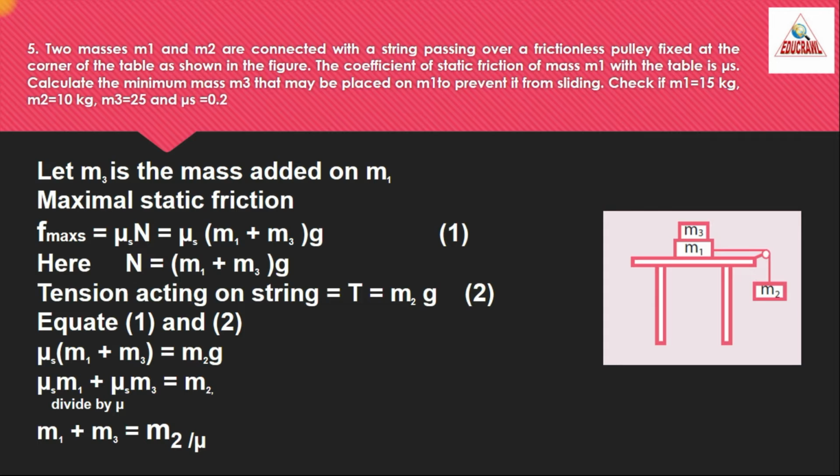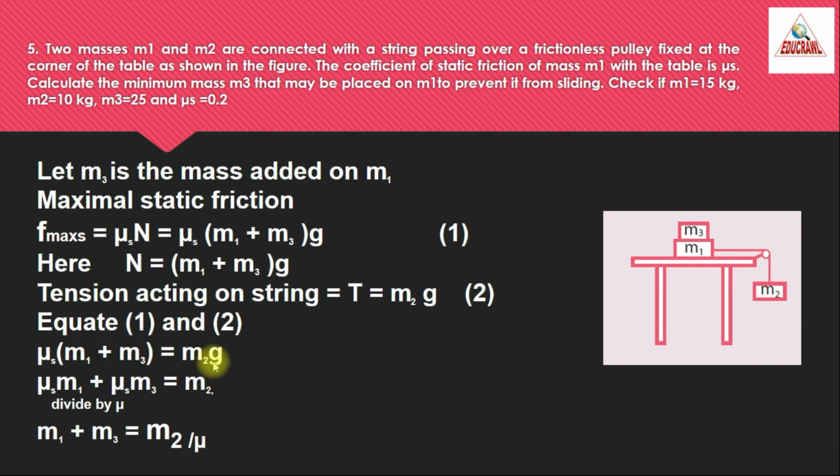So let us consider m3 is the mass added on m1. The maximal static friction is given by F max is equal to mu s into N, where N is given by m1 plus m3 into g. Hence, the tension acting on the string is equal to T is equal to m2 g. These two equations we are going to equate. So, mu s into m1 plus m3 is equal to m2 g.